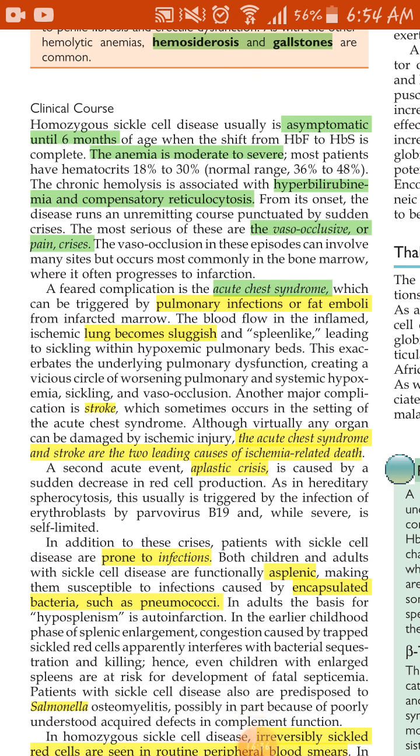Then the person will suffer from chronic hemolytic anemia, which will be moderate to severe. As there is hemolysis of the red blood cells, there is hyperbilirubinemia, and unconjugated bilirubin is increased. And as there is anemia, there is compensatory reticulocytosis. We have discussed all these features earlier. There is vaso-occlusion, which can lead to pain crisis.